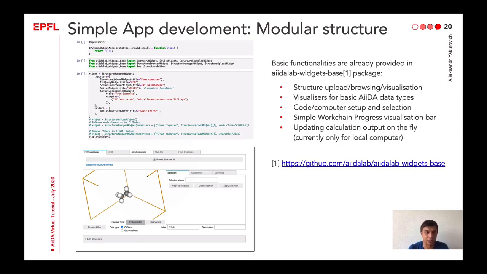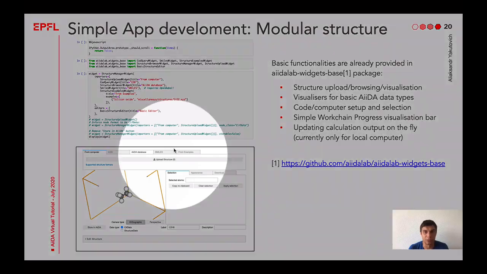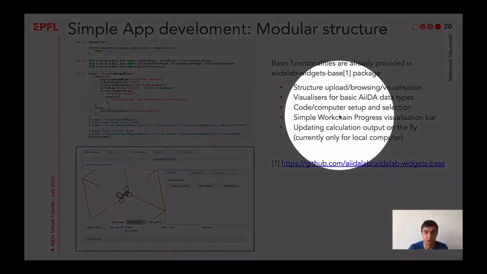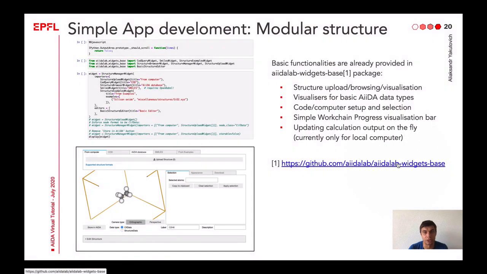However, this is not the only widget that we provide. We have many more. We have visualizers for basic AiiDA data types. We have code, computer setup, and selection widgets. We have a process progress visualization bar and more. So if you want to have a look at those, go to this page, AiiDA widget base, and you'll find the full list of the widgets.